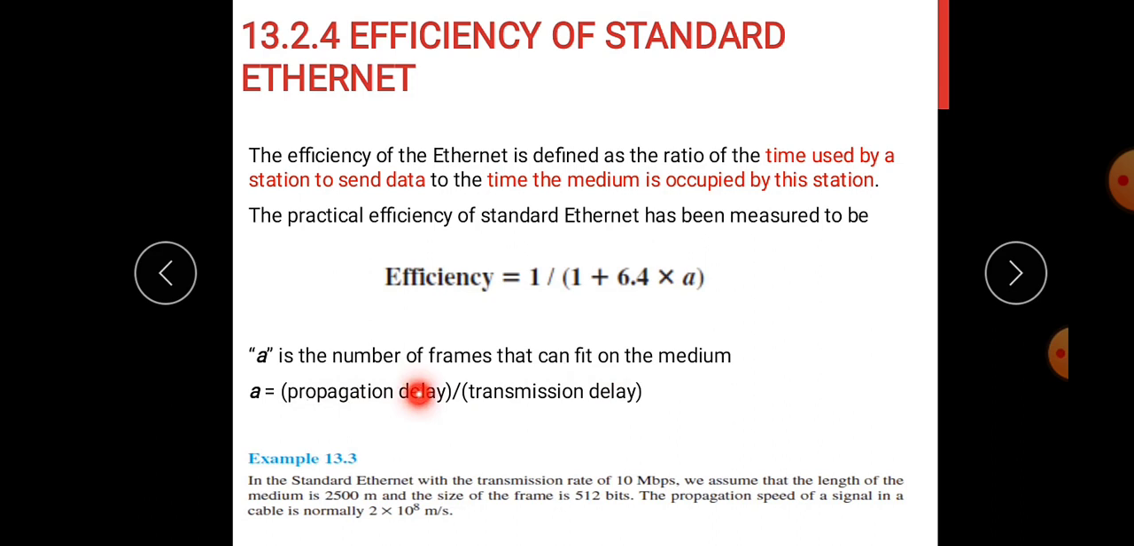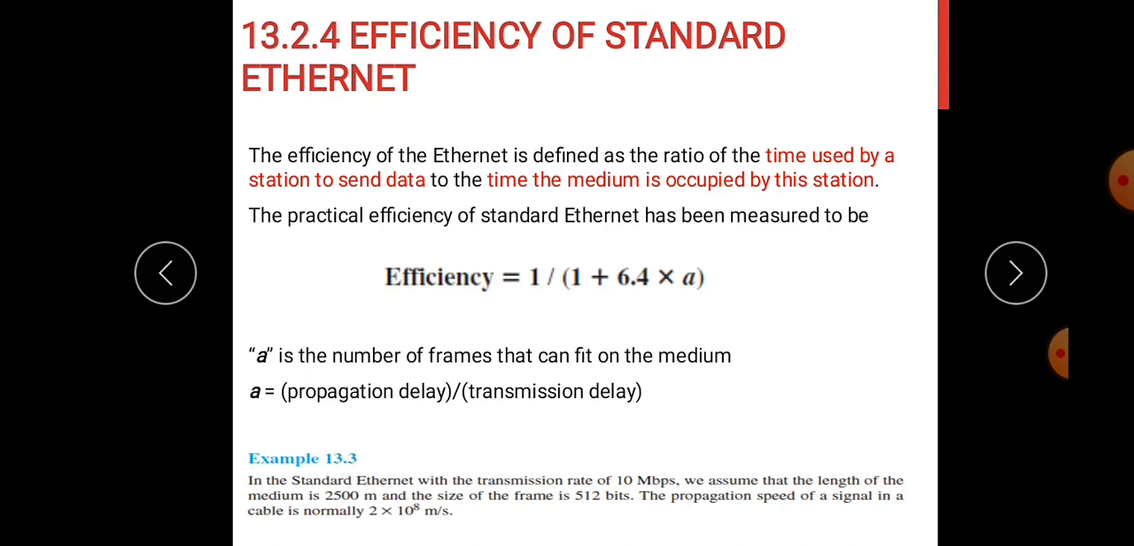So this propagation delay can be calculated as length of the medium divided by the propagation speed of the signal, that is 2500 divided by 2 into 10 power 8. That we will get as 12.5 microseconds. Then we have to calculate transmission delay.